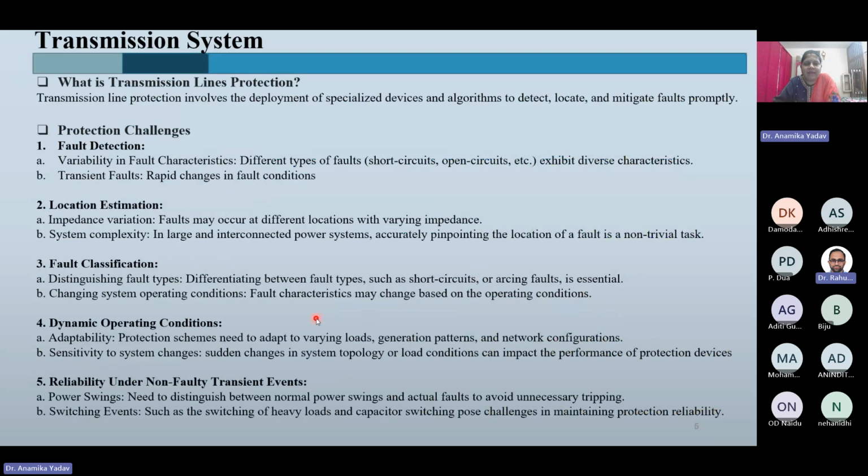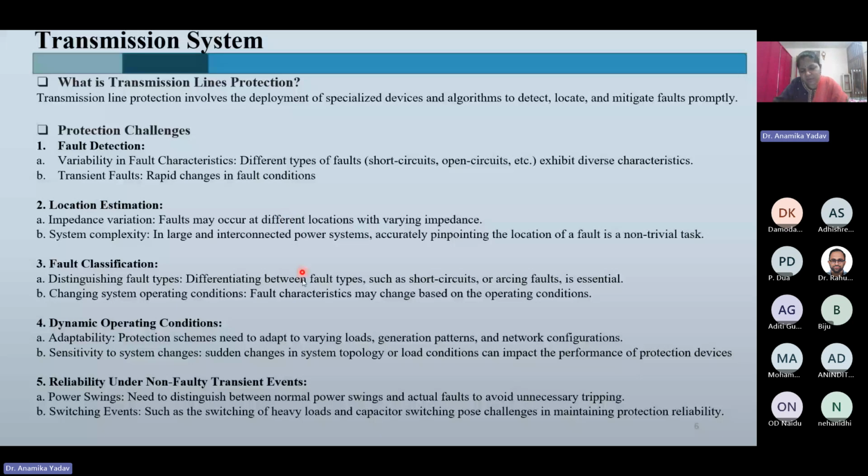Why do we need transmission line protection? The main protection challenges are basically to provide the different protective relaying functions. That is, first is fault detection, fault classification, and location estimation. And also under dynamic operating conditions, the system should be stable.